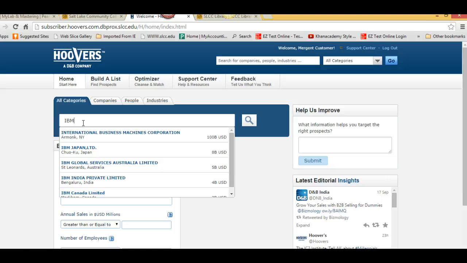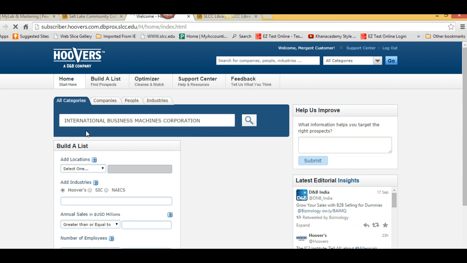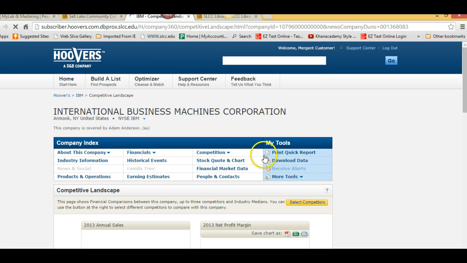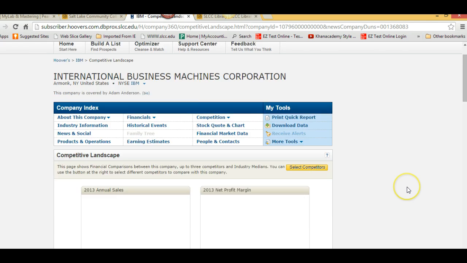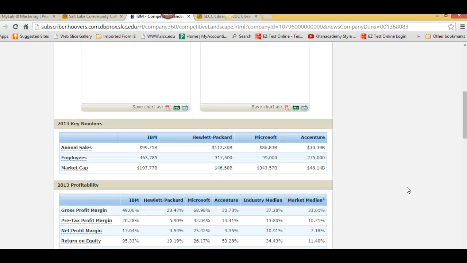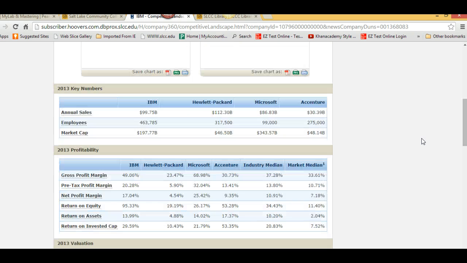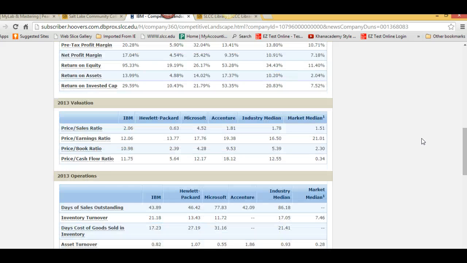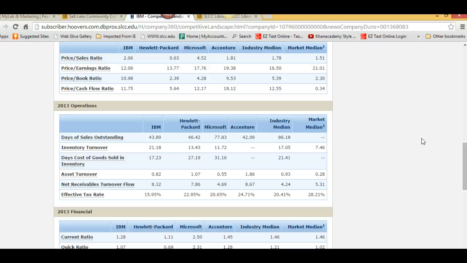IBM is what I want to look at, and Hoovers brings it right up. A world of information is now at your fingertips, and you should explore the site. But to keep this short, I just want to go into competition and look at the competitive landscape for Hoovers, for IBM. And I'm going to drop down. I don't know why those graphs didn't populate. They usually do. And then there's some key numbers. They look at profitability. We'll look at that in the next chapter. Evaluation, all coming later. Efficiency.